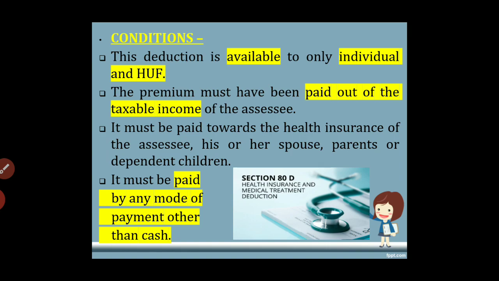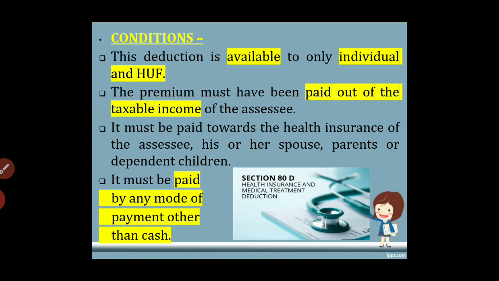Number 3, it must be paid towards the health insurance of the assessee or his or her spouse, parents or dependent children. That means for how many people can any assessee avail this deduction?